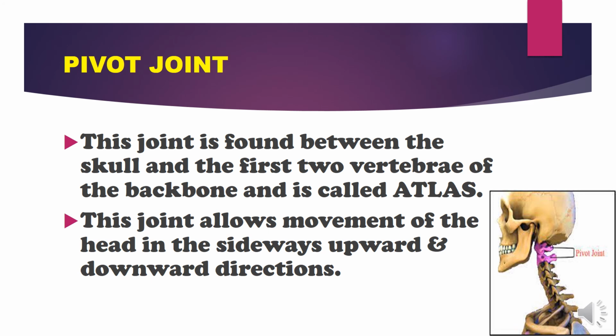Fine. This joint is found between our skull and the first two vertebrae of our backbone, which is also called the atlas. Fine. So the question can come in such a way also: with which type of joint can you move your head upwards and downwards? The answer is pivot joint.